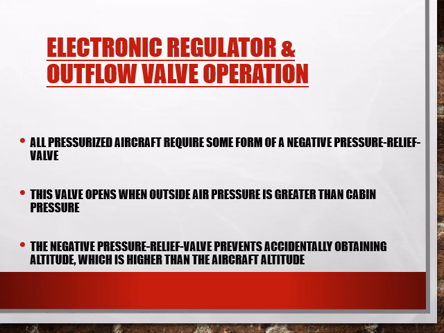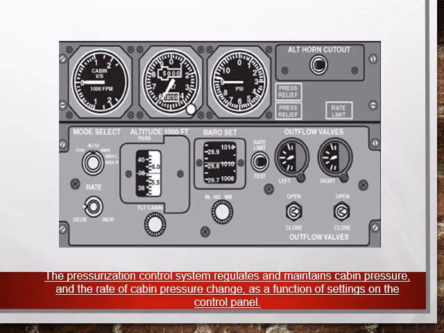It allows air to flow from the cabin to prevent internal pressure from exceeding design limitations. A negative pressure relief valve is also included on pressurized aircraft to ensure that air pressure outside the aircraft does not exceed cabin air pressure. The spring-loaded relief valve opens inward to allow ambient air to enter the cabin when this situation arises. This diagram shows a typical pressurization control panel in the cockpit.